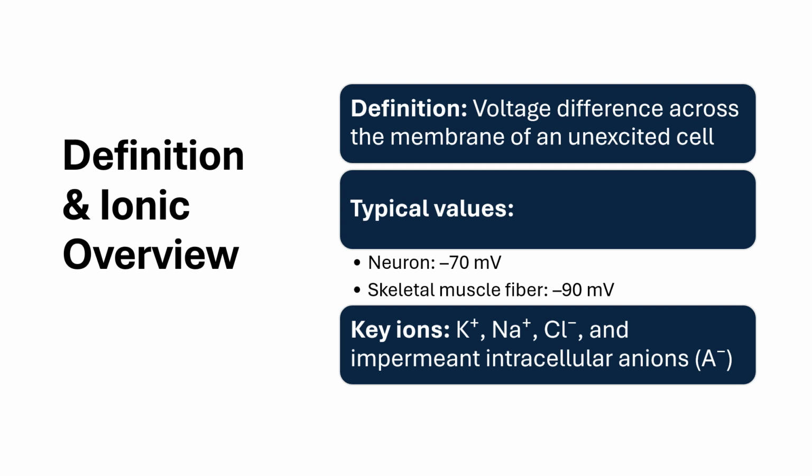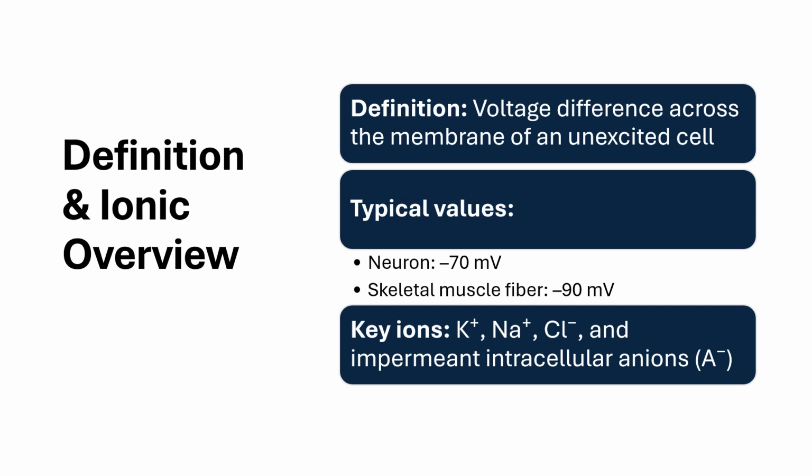Now, this potential arises from the unequal distribution of key ions across the membrane, primarily potassium, sodium, and chloride, along with impermeant intracellular anions, collectively represented as A minus that you see there. That's A raised to minus X. Now, these impermeant anions, including large proteins, phosphates, and organic molecules, remain trapped inside the cell, contributing to the interior's negative charge.